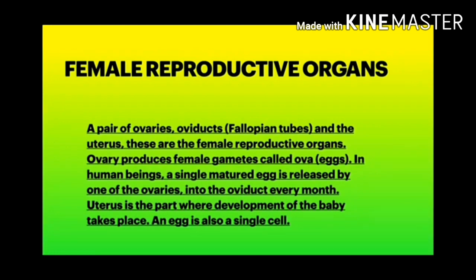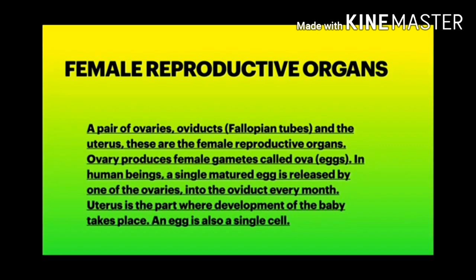Ovary produces female gametes called ova or eggs. In human beings, a single matured egg is released by one of the ovaries into the oviduct every month. Uterus is the part where development of the baby takes place. An egg is also a single cell.